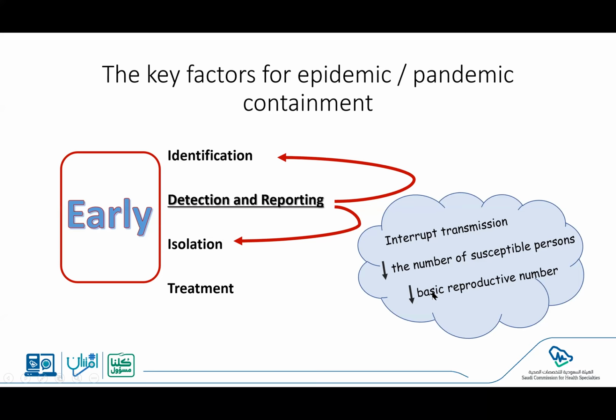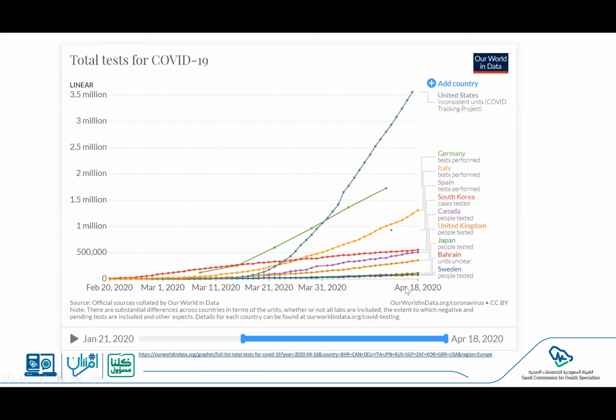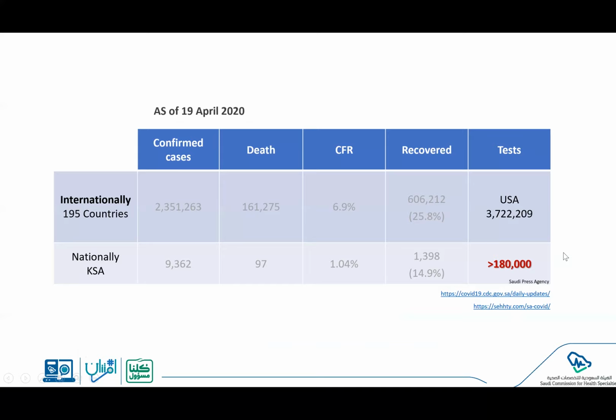Because lab results and testing many people is very important, we can also see a rise in testing people all around the world in many countries. Here I chose some of the countries. We can see the big rise in people tested in the USA. It has reached more than 3.5 million. Also in Europe, there is a steady increase in testing of the population. However, in Saudi Arabia, up until today, the Saudi Press Agency mentioned that more than 180,000 people have been tested for COVID-19.